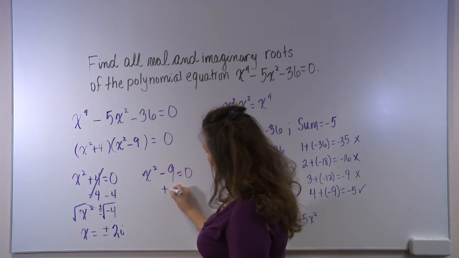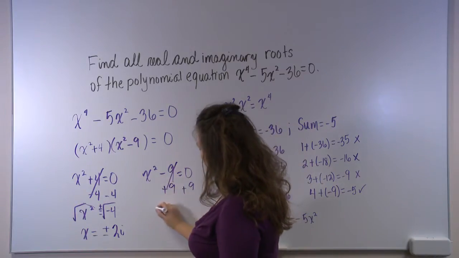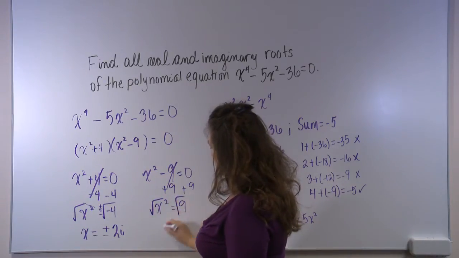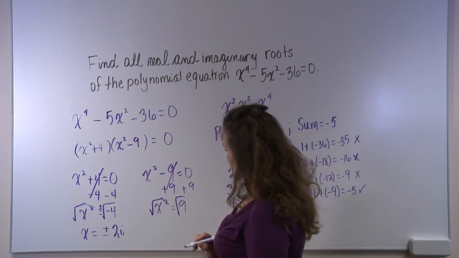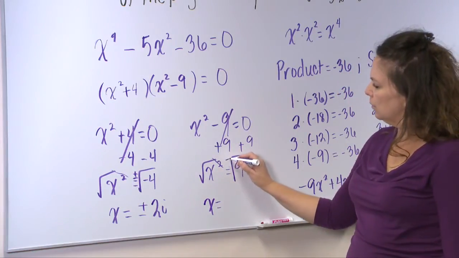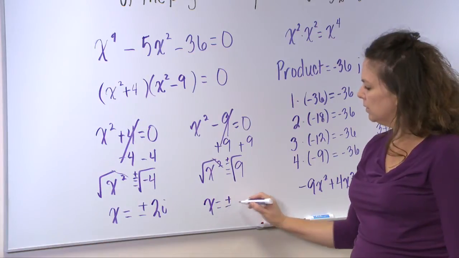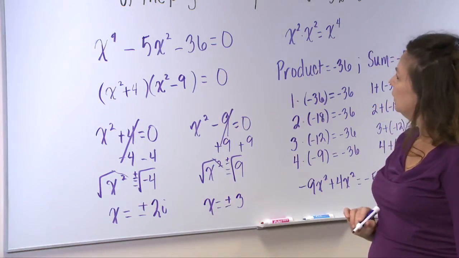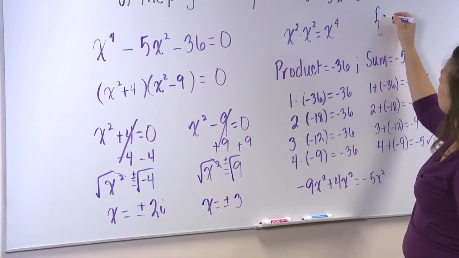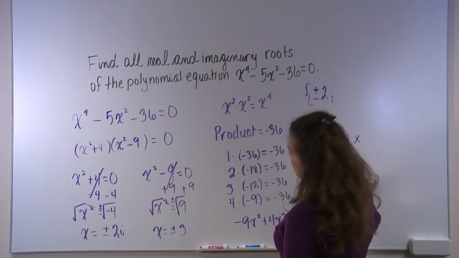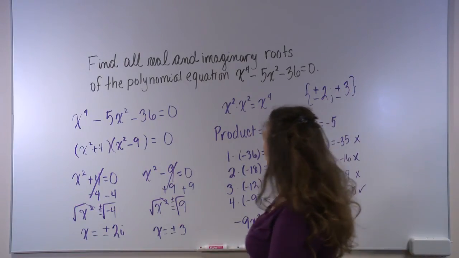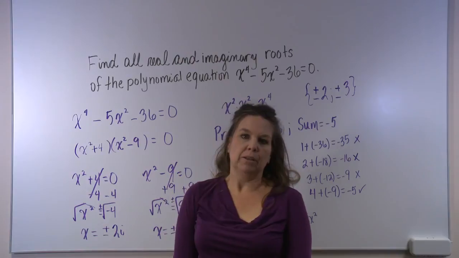In a similar manner here, I'll add 9 to both sides. So I have x squared is equal to 9. Square root both sides; square rooting the square undoes that operation. And I have x is equal to plus or minus the square root of 9, which is 3. And so the roots of the polynomial equation are plus or minus 2i and plus or minus 3. And so we have found all real and imaginary roots of the polynomial equation.